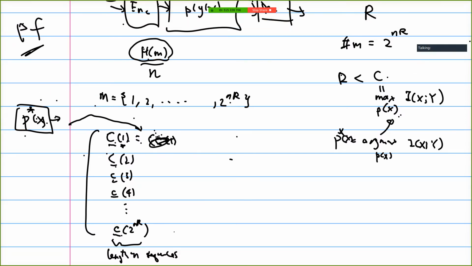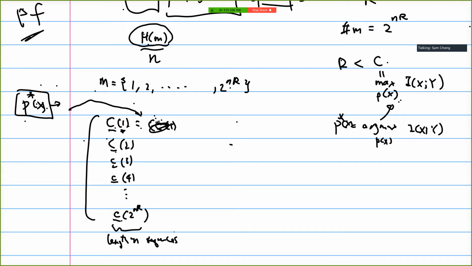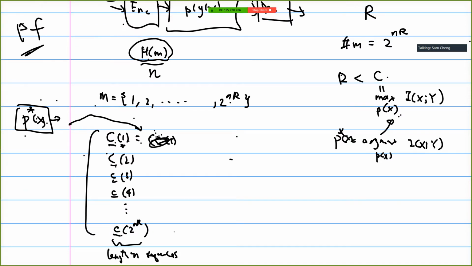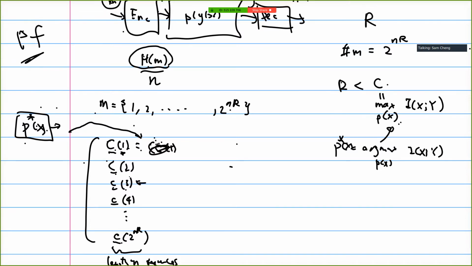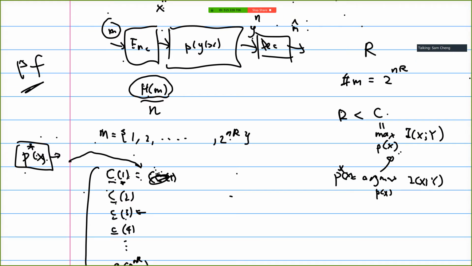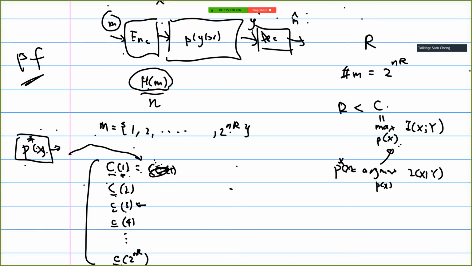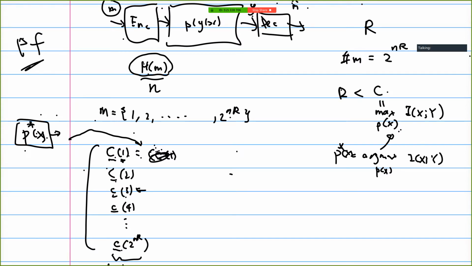And encoding then will be obvious, right? It's trivial. Encoding will be just going through this codebook. For example, if your message is three, you will just send C3 through the channel. But how to create the codebook? That's what I just said. Each codeword is just randomly drawn from this source here. So you just draw 2 to the n R sequences from this source, right? Yeah, that's right.